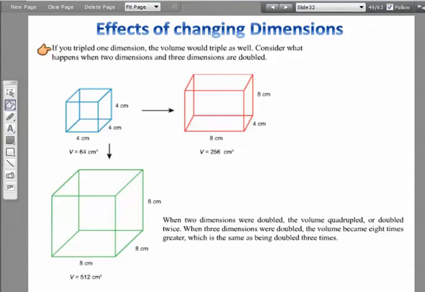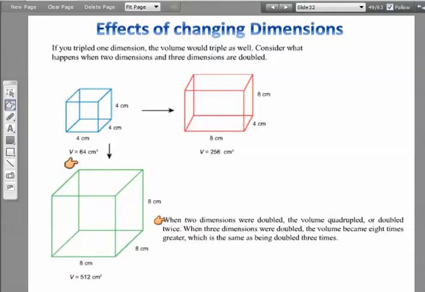Now if you tripled one dimension, the volume would triple as well. Consider what happens when 2 dimensions and 3 dimensions are doubled. So look here, I got my cube, and here I doubled my length and I doubled my height. My width stayed 4. Down here, I doubled all of my dimensions. It says when 2 dimensions are doubled, the volume quadrupled.